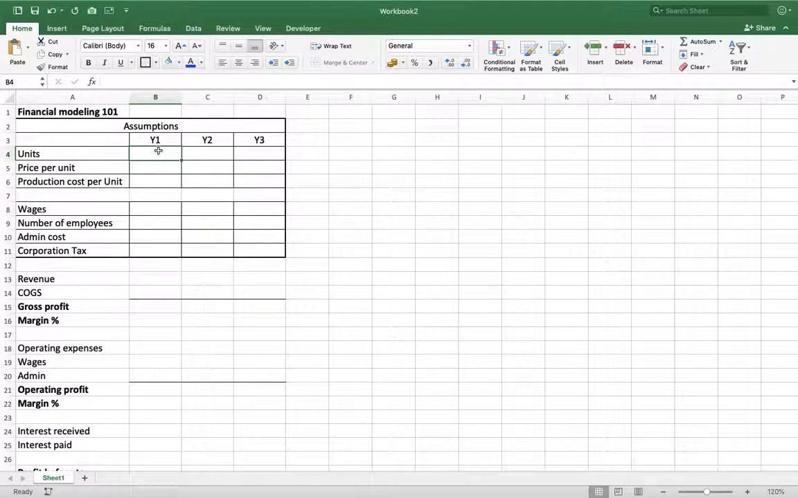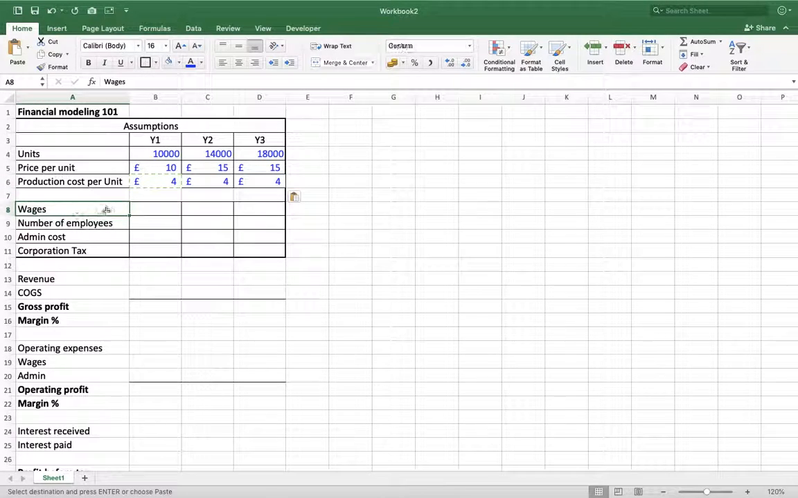We've got units. My first assumption is quite straightforward. We've got 10,000, 14,000, and 18,000. And the price per unit, the first year is £10. The second year is 15 and 15. I've already put the pound sign. The cost per unit, each unit costs us £4 to make. We've got four all across, and we just copy and paste it here.